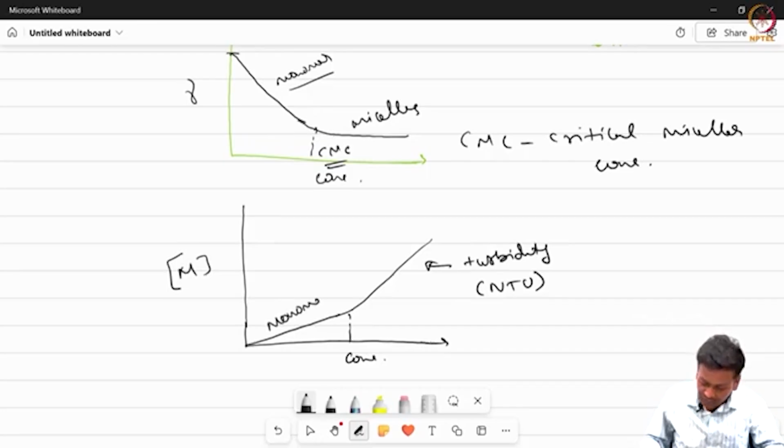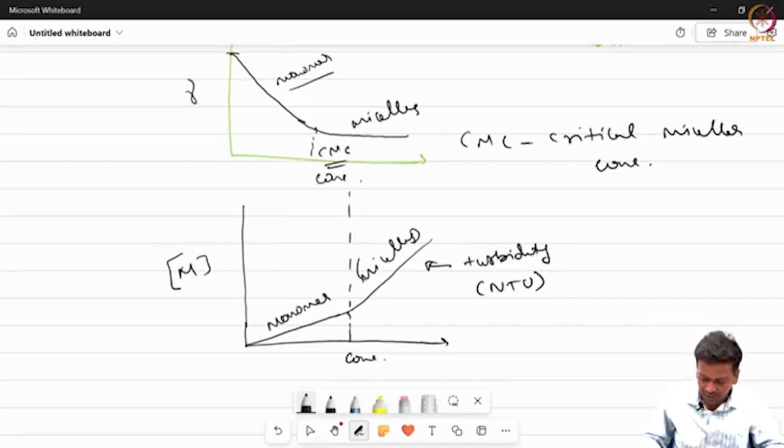Because when they are in the monomer state in the bulk, the solution will not become turbid. But as soon as they form micelles, which is nothing but an aggregate, the solution starts to turn turbid, right? From the clear state to the turbid state, one can observe this transition using the turbidity meter. So this point, what we measure, is nothing but CMC, critical micellar concentration. So no matter which technique you use, the CMC is going to be the same.